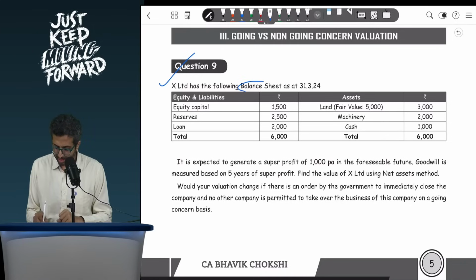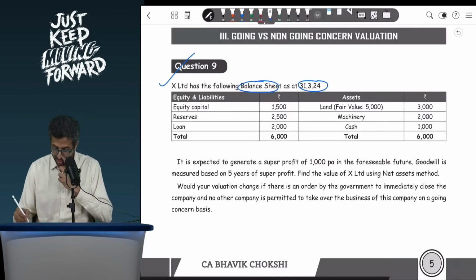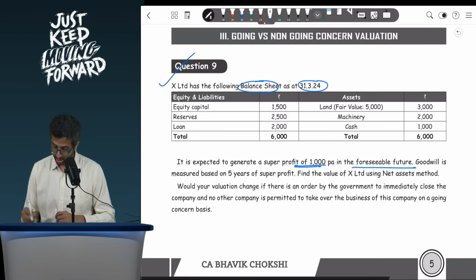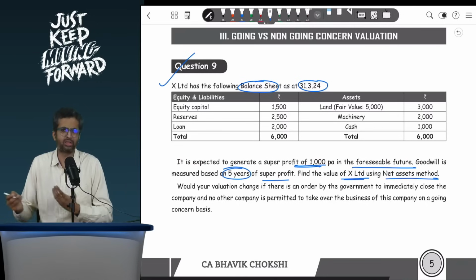X has the following balance sheet as on 31st March 24. So this is land with a fair value of 5,000, machinery and cash, equity, capital, reserves and loan. It is expected to generate a super profit of 1,000 per annum in the foreseeable future. Okay. Goodwill is measured based on 5 years of super profit. Find the value of X using the net assets method. This should be very easy.